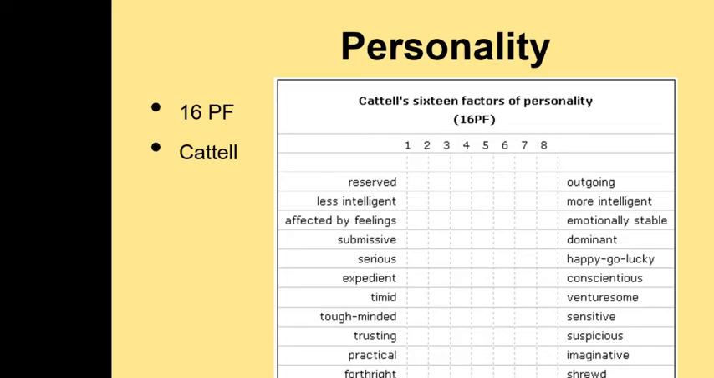Okay, personality is the second level. Each one of us has a personality. You often hear people saying, oh, someone doesn't have a personality. What they mean is they've got a boring personality.